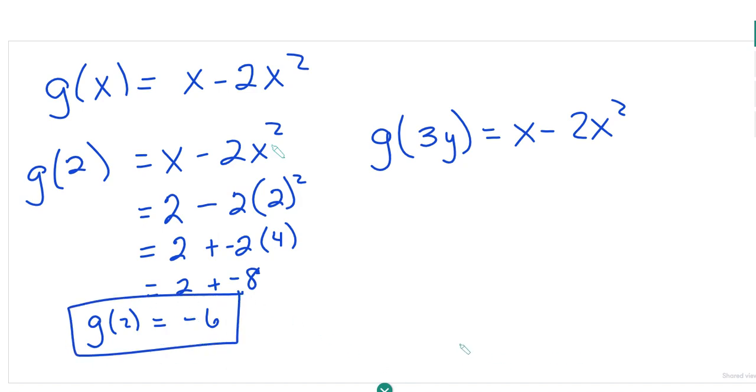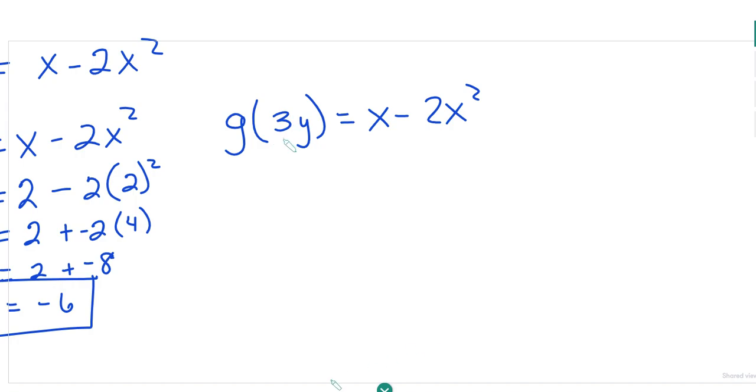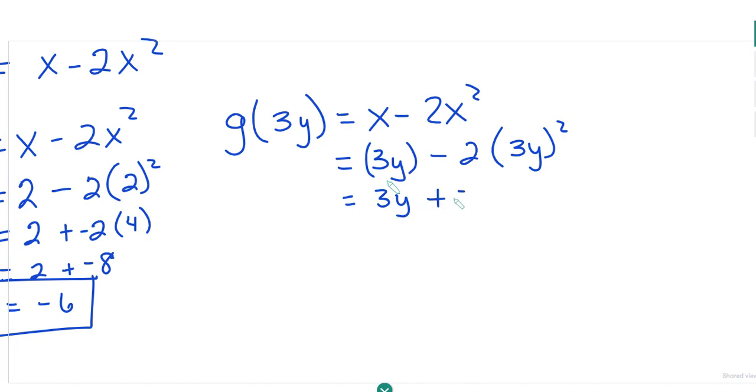And again, we can take that same function and we can use a term that has a variable. So I'm going to go ahead and put in 3y for my first x minus 2 times 3y squared. Now nothing's going to be multiplied by my 3y, so I can take it out of my parentheses, plus negative 2 times, and 3 squared is going to be 9, and y squared is going to be y squared. Now I can go ahead and multiply. So I'm going to have 3y plus negative 18y squared.